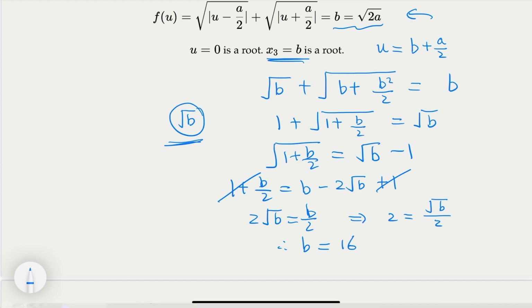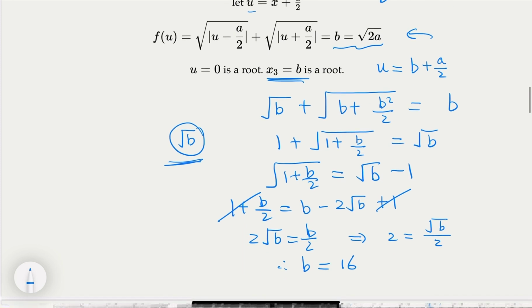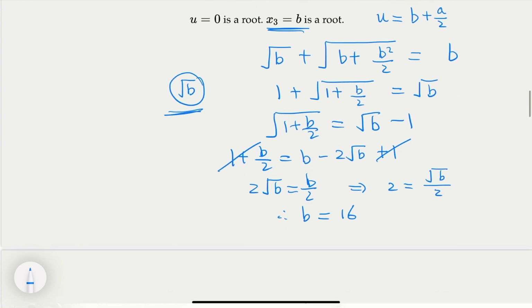What is a? A is half of b squared, right? b squared is 256, half of it would equal 128. A plus b is 144. That would be the answer.